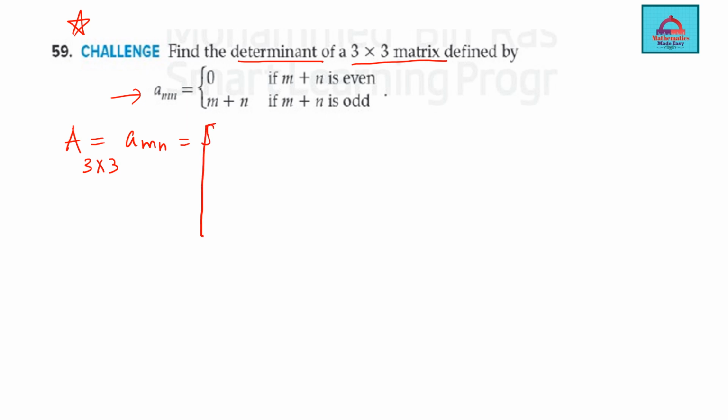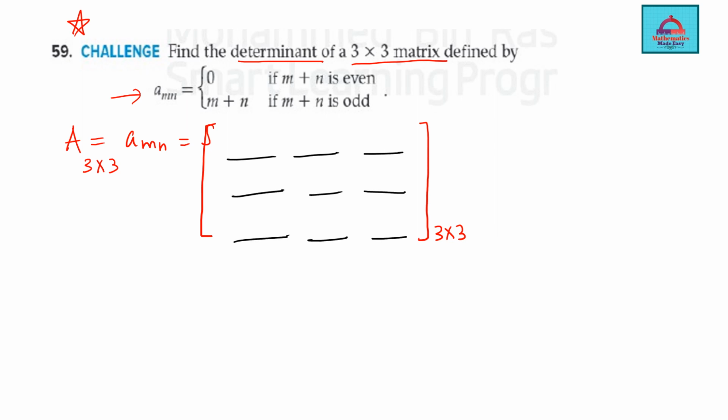So it's a 3 cross 3, which means 3 rows, 3 columns. So that means we are going to fill 9 elements. Let's see how we are filling. If m plus n is even, the element is 0. Now this is A11. Maybe I'll write like this: A12, A13, A21, A22, A23, A31, A32, A33.